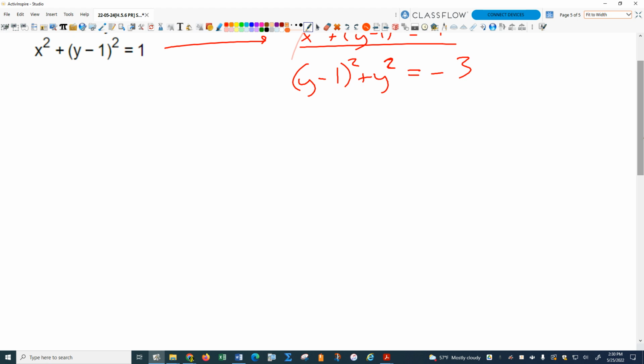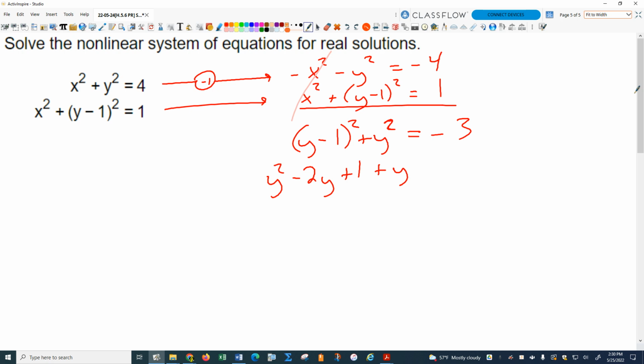Y minus 1 quantity squared. What's that going to look like? What do you think, Ashton? What's y minus 1 quantity squared? Y squared. Good. Minus, well, it's 2ab, so minus 2y, there you go. Plus 1, good. Plus y squared, oh, was that supposed to be a plus or a minus? Supposed to be a minus, wasn't it? Whoops, that was my mistake. Let's fix that. That was supposed to be a minus, right? Because I'm doing negative y squared plus the quantity y minus 1 squared.